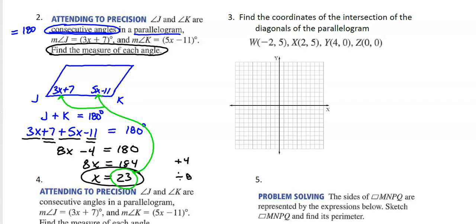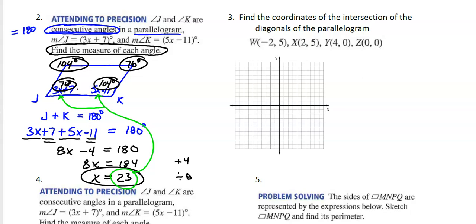So let's just do that. 5 times 23 is 115, take away 11. So that's 104 degrees. And then 3 times 23 is 69 plus 7 would be 76. And life looks pretty good because they do add up to 180, 76 plus 104. Now I also could get the other angles because of the properties of a parallelogram. The opposite angles are also equal. So looking pretty good on that one.